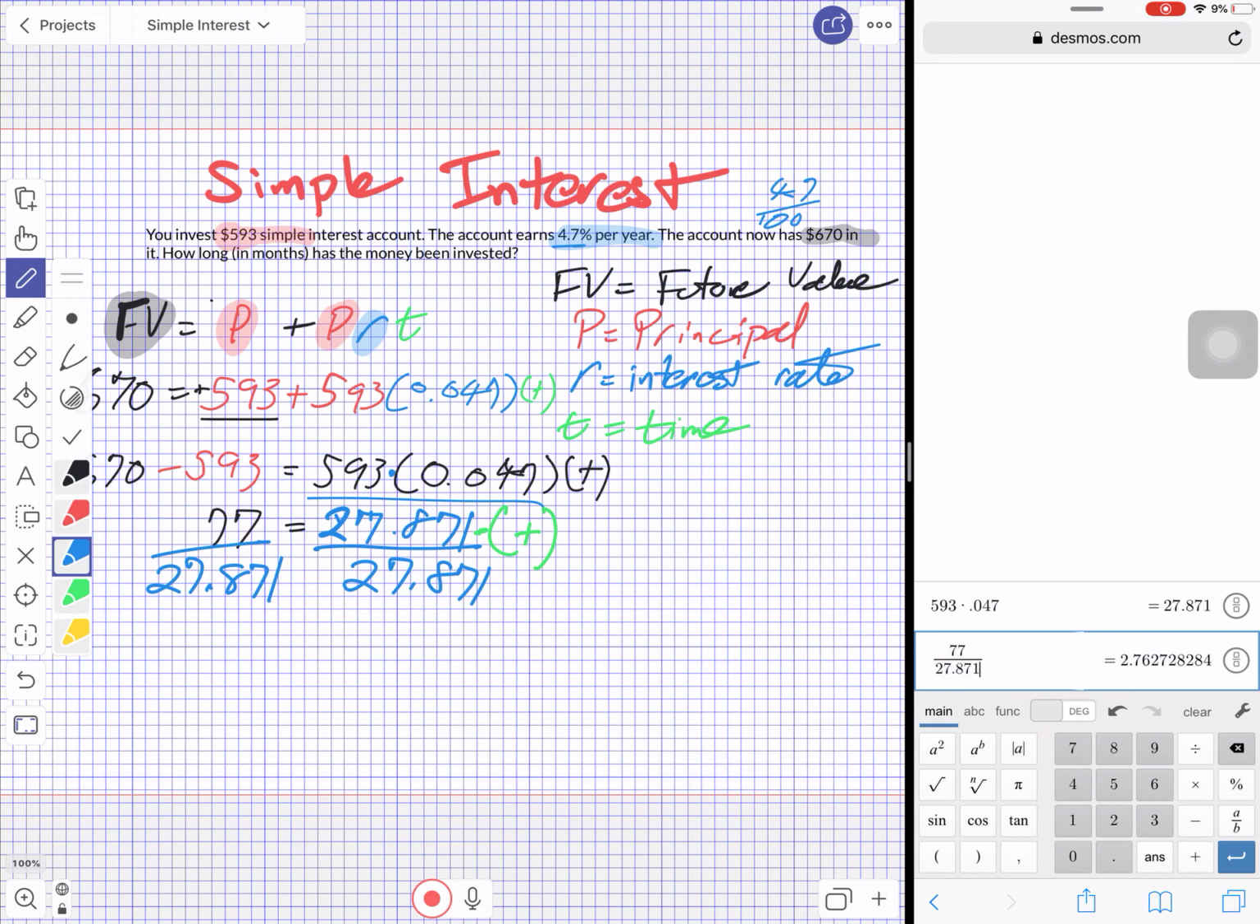2.76, except that's in years, and the question asked us for months. So what we need to do is multiply that value by 12. We take the answer from before, and what's nice is this calculator saves those answers, times 12, because there are 12 months in a year, and that gives us 33.15, so we're going to round it to 33 months. So the money has been invested for 33 months in this case.